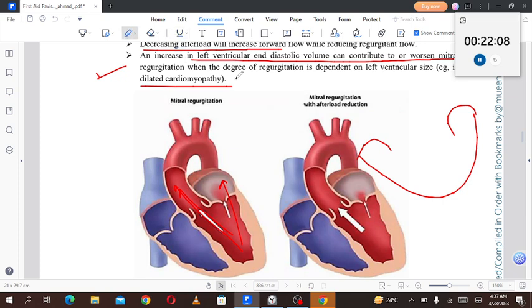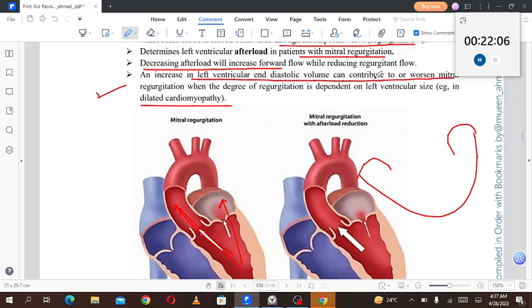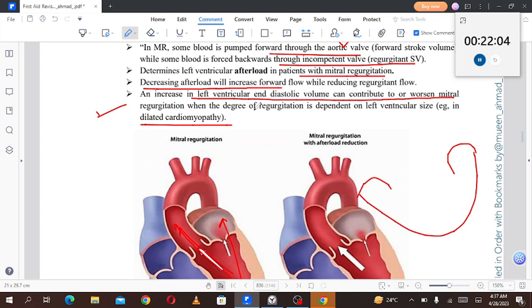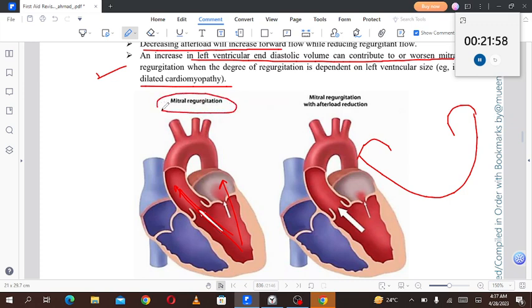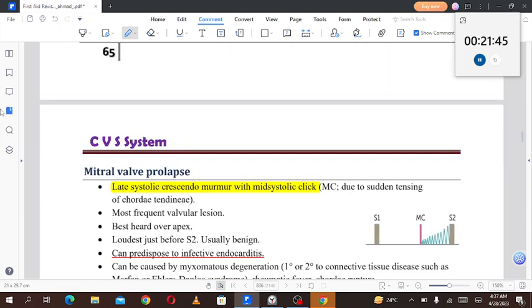Okay, so the left ventricular end diastolic volume can contribute to worsening the mitral regurgitation when the degree of regurgitation is dependent on the left ventricular size, for example in dilated cardiomyopathy. Here you can see the mitral regurgitation in the picture, with afterload reduction. If we reduce the afterload, there is a decreased amount of blood going back to the atrium, and an increased amount of blood coming to the aorta and down to the systemic circulation.